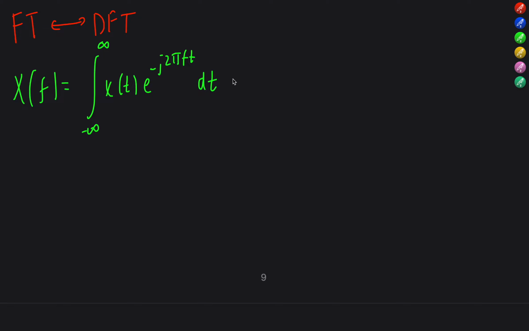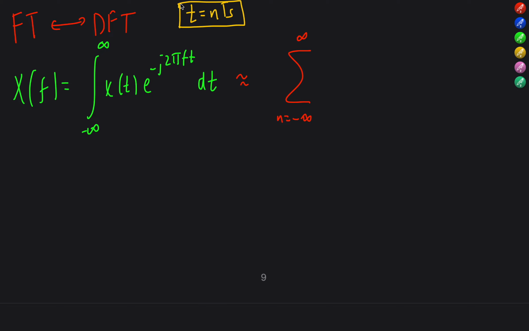I'm going to argue that this can be approximated with the following expression: the sum from n equals minus infinity to n equals infinity. What I'm going to do is discretize everything in this first expression. Remember, this goes all the way back to our discrete signals. We should remember this expression, right?